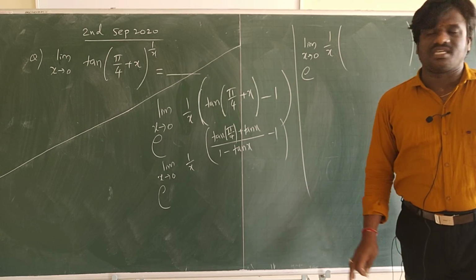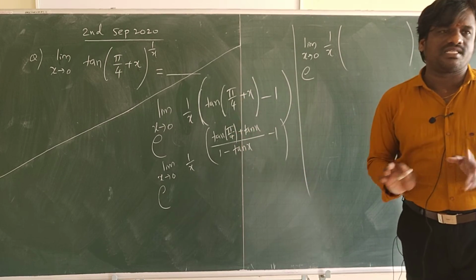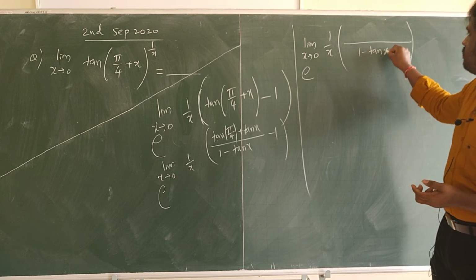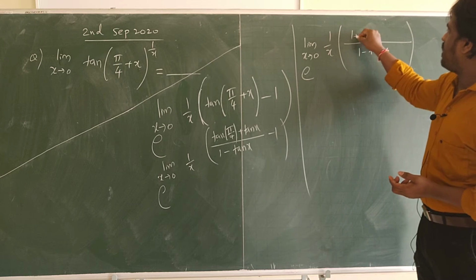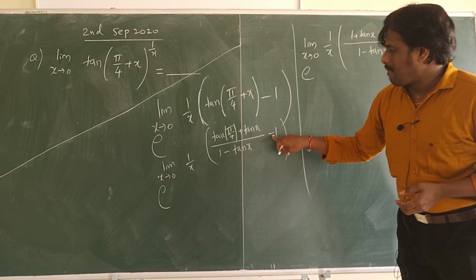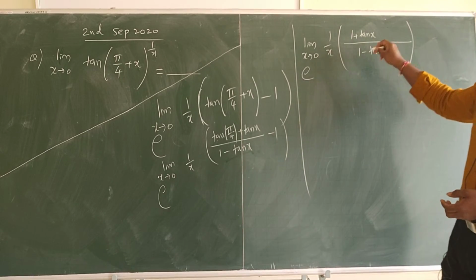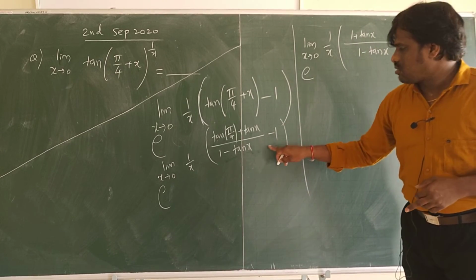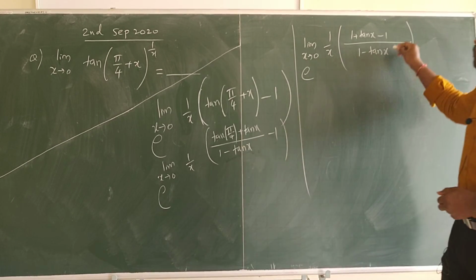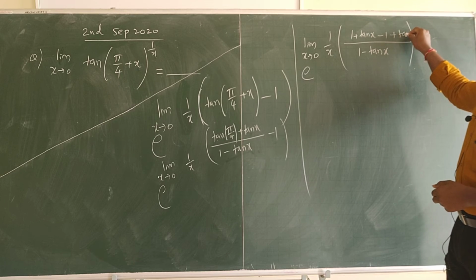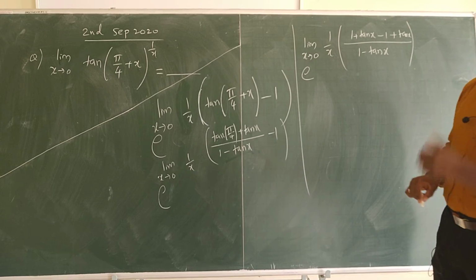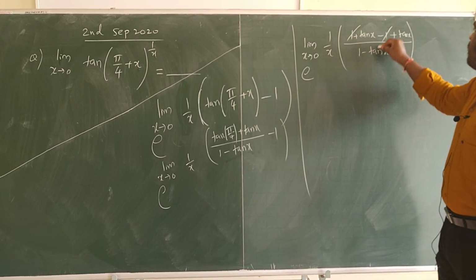Tan pi by 4 is 1, sir, remember this: 1 plus tan x by 1 minus tan x. If you do the LCM, I will get 1 minus tan x as the LCM. On the top I will get 1 plus tan x, and minus of this denominator, so what do I get here? Minus 1 plus tan x. I am sure this is correct, right? So plus 1 minus 1 is gone.